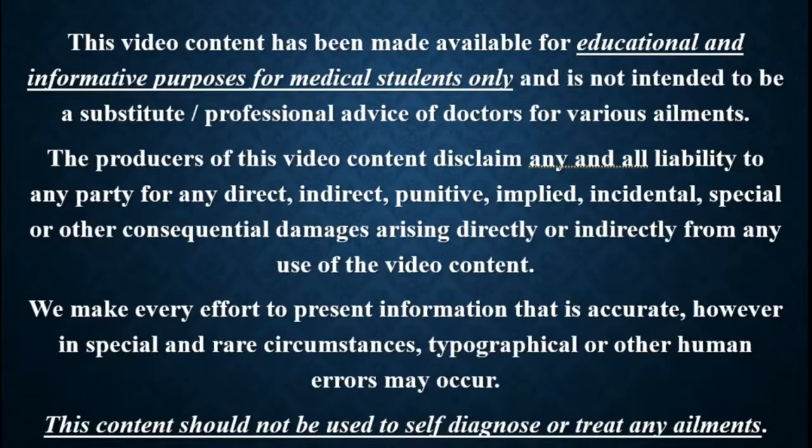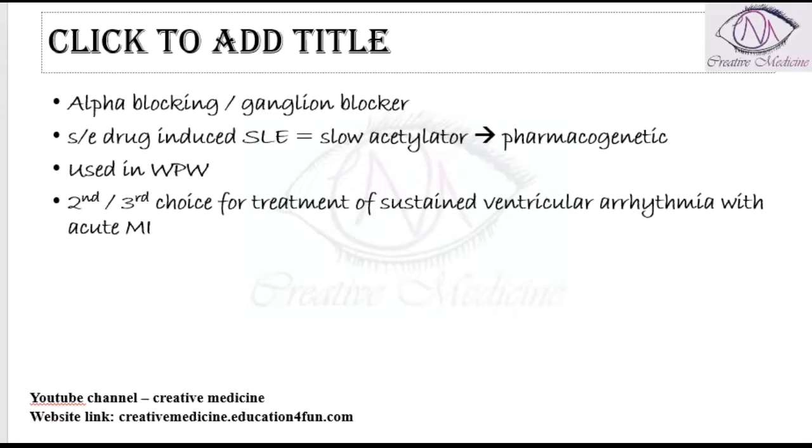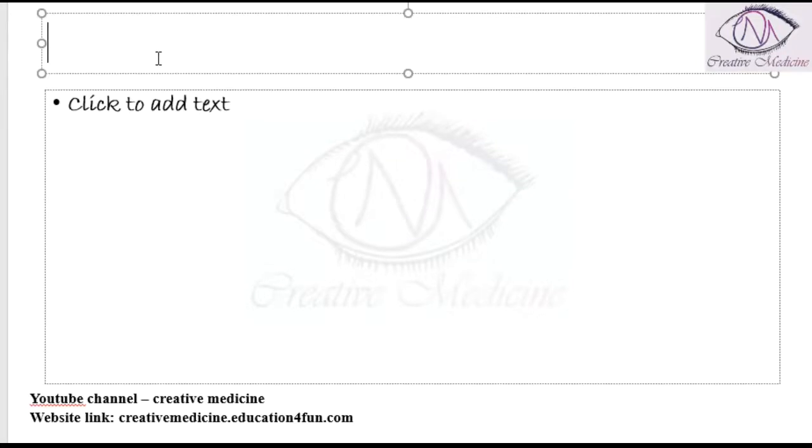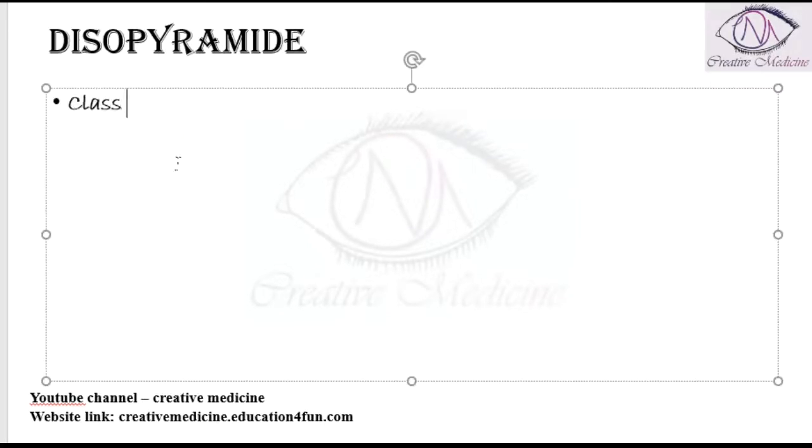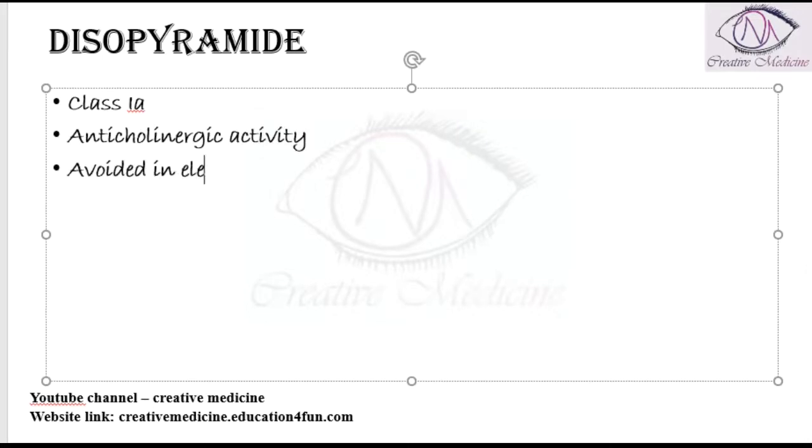In this lecture, we will learn about the drug disopyramide. Disopyramide is a class 1A drug. It has anticholinergic activity and it is actually avoided in elderly.